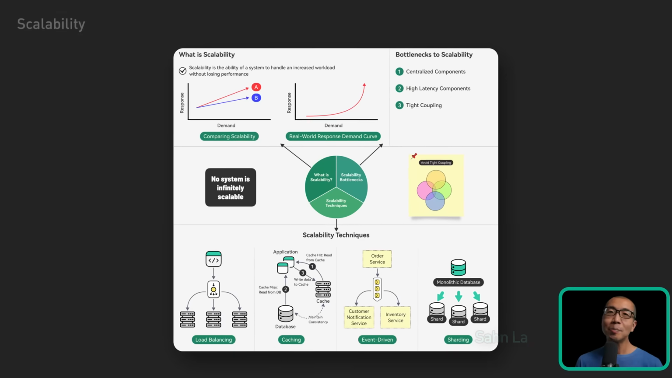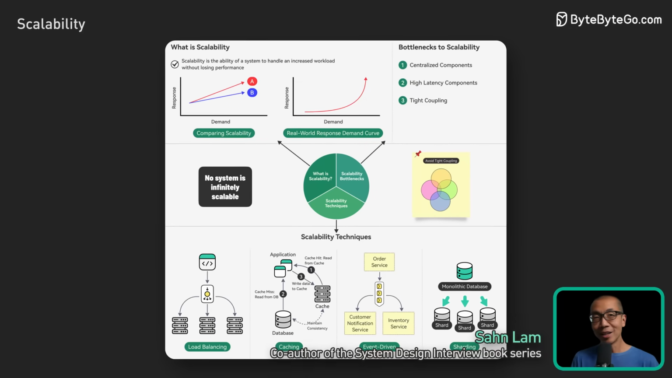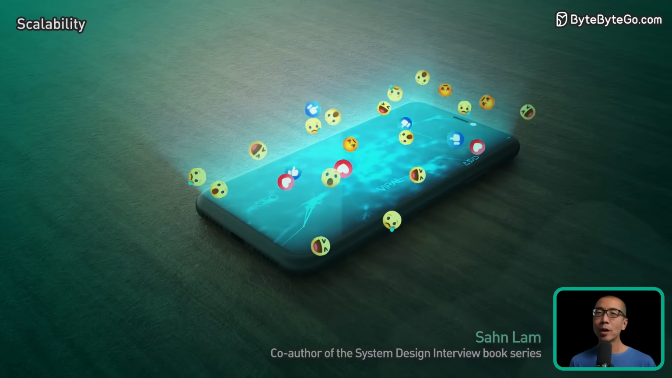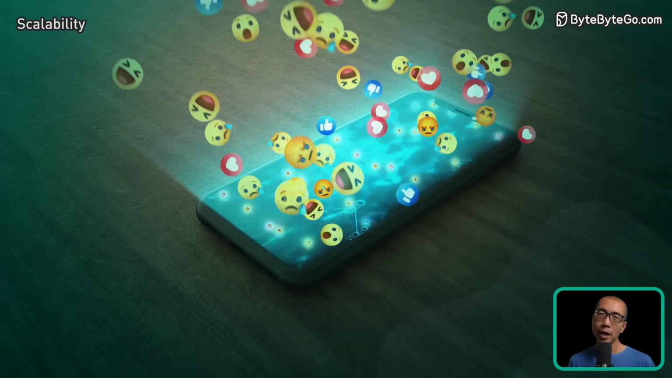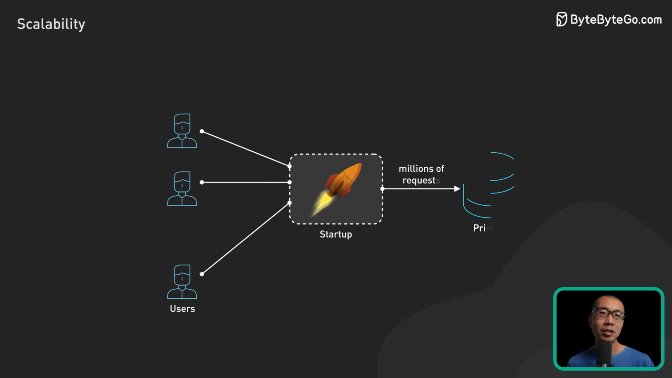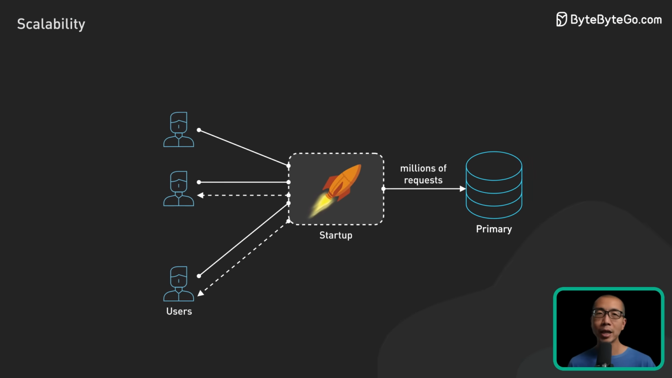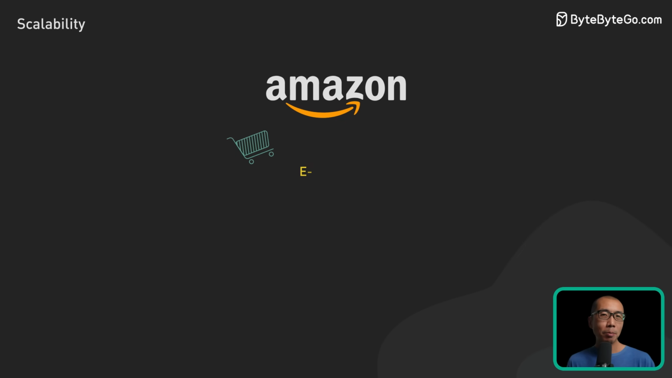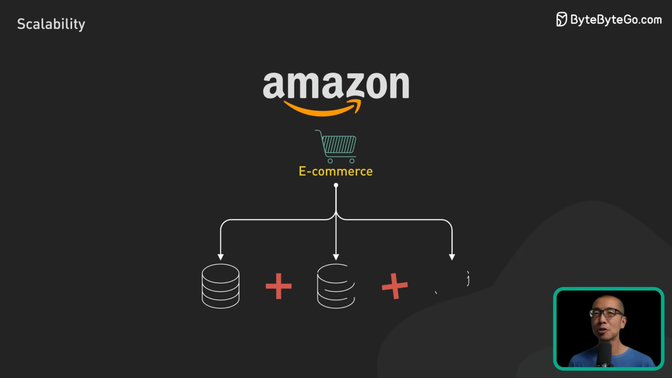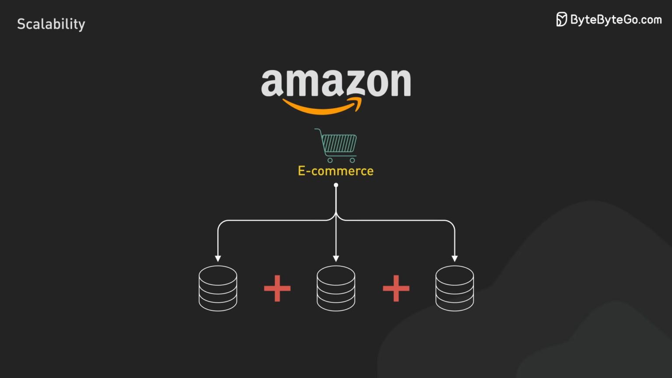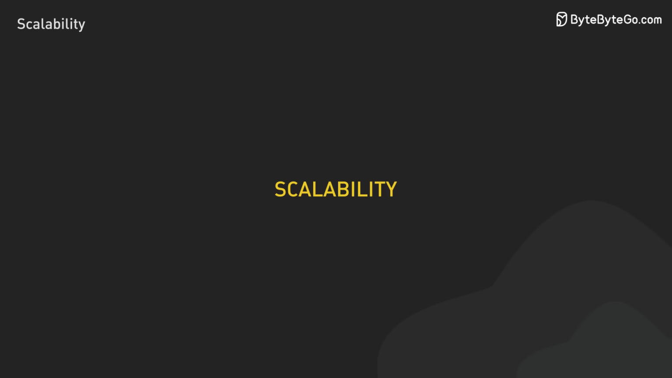Today, we're diving deep into the cornerstone of system design: scalability. In a world where any app can go viral overnight, it's critical that our systems can handle sudden traffic surges without breaking a sweat. So how do we build applications that stay rock solid under pressure? Let's find out. First things first, what exactly is scalability?